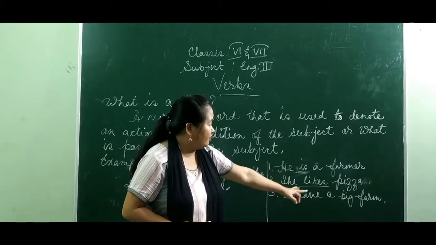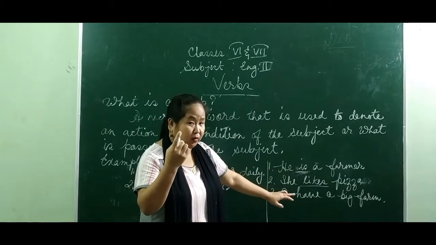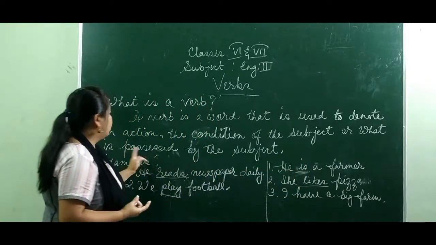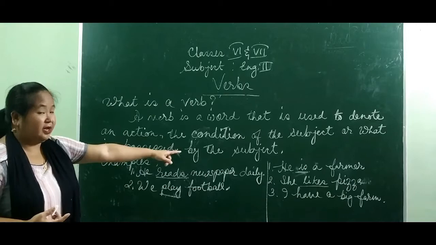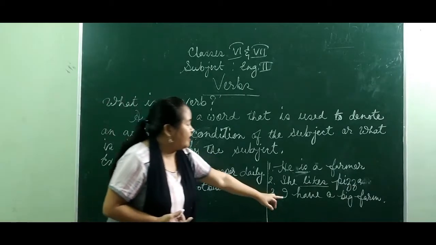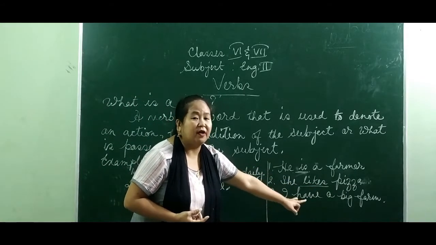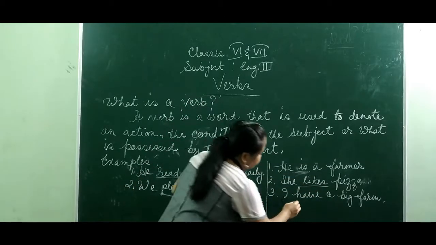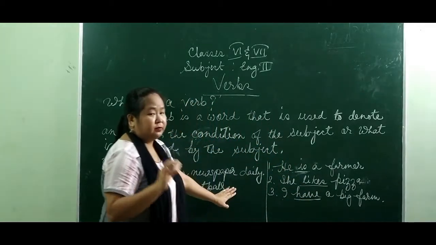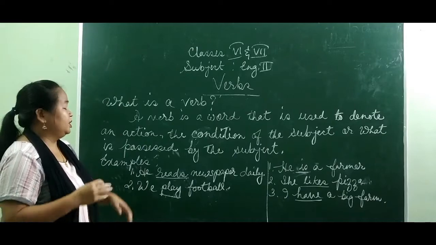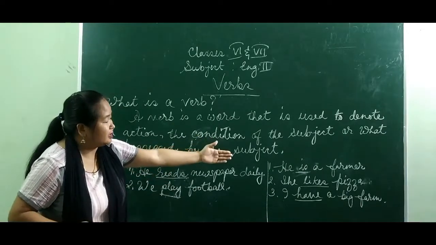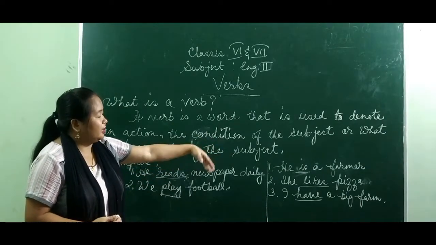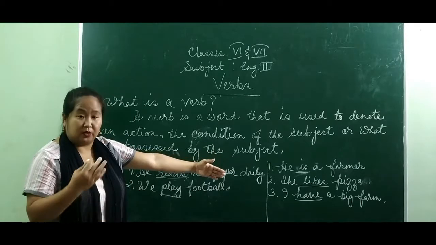Okay, I have a big farm. A verb is also a word that shows what is possessed by the subject. So, I have a big farm. What do I have? A big farm. Okay, have. It shows possession. Right. So a verb is a word that shows an action, that shows a state of being, okay, that shows what a person possesses.